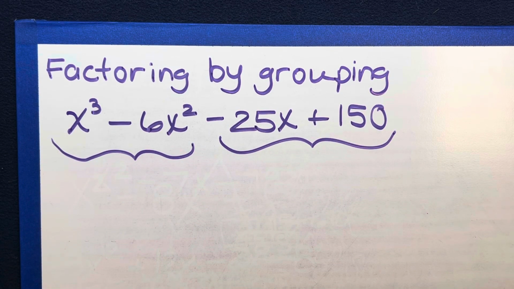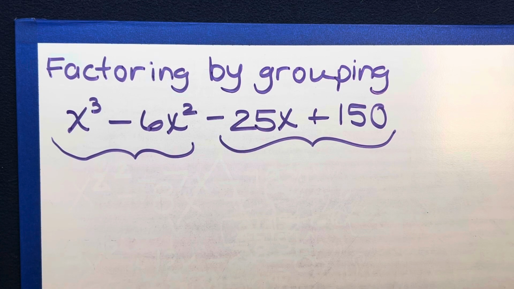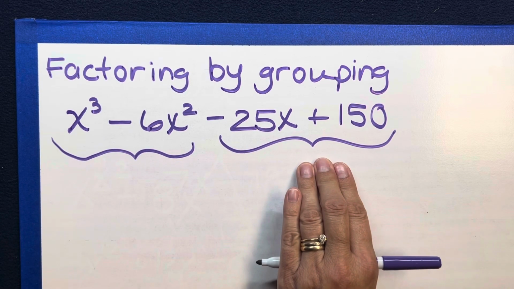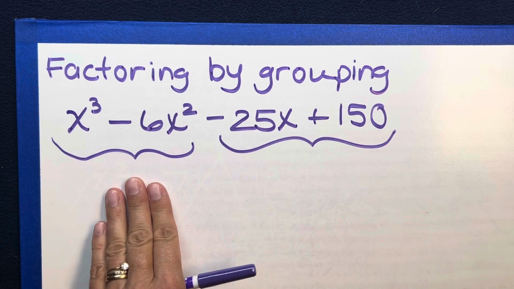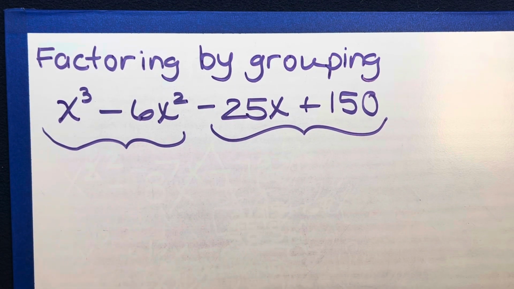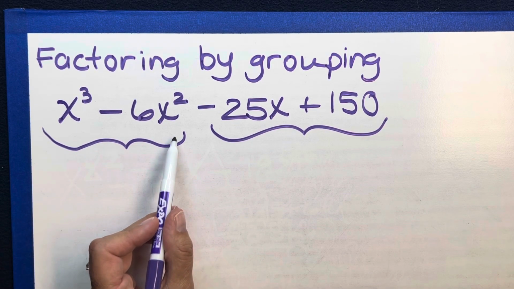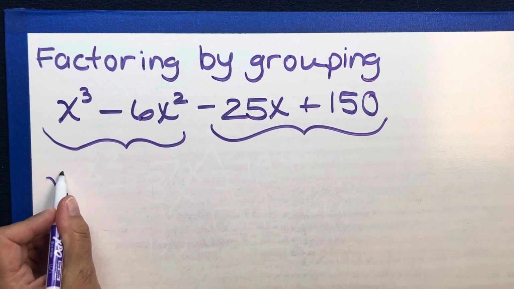Not all the time, so you should make sure that as you go through the problem, it makes sense to group the terms this way. So for our problem, I've grouped the first 2 and the last 2. And after we've grouped them together, for each pair, we're going to look for the GCF. So the greatest common factor between these 2 terms is an x squared.